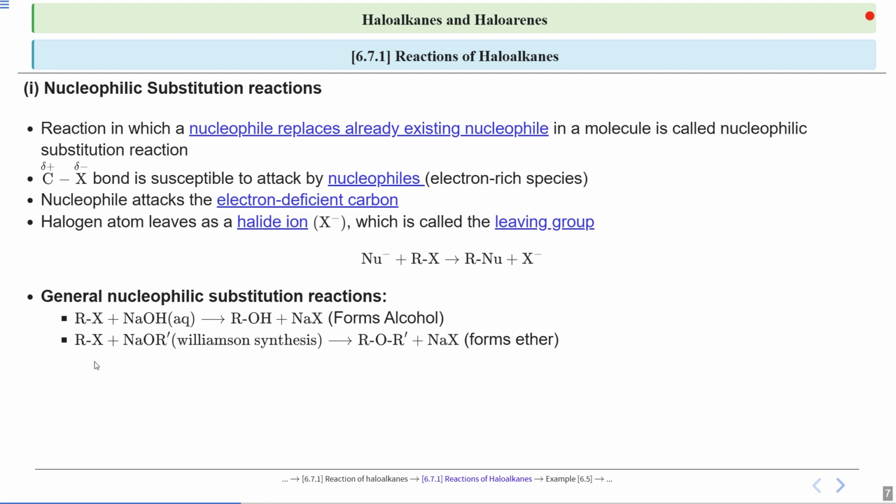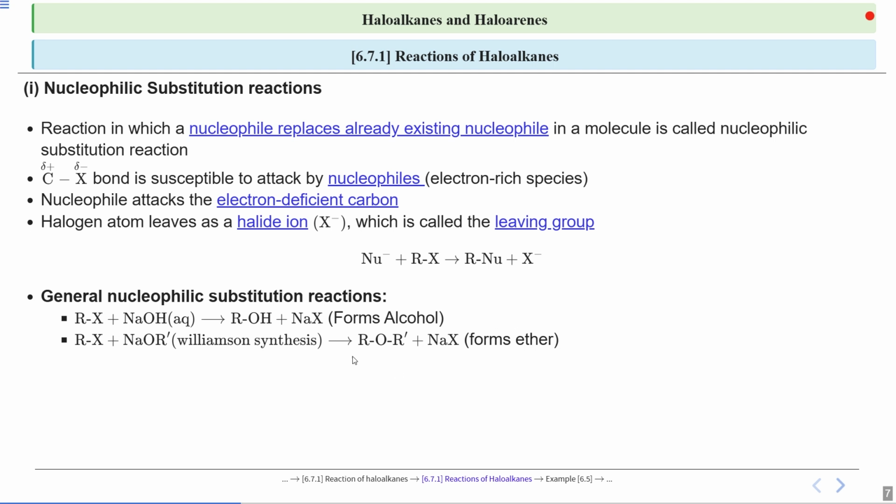The second reaction is also known as the Williamson synthesis. It follows the SN2 mechanism, where the haloalkane is reacting with sodium alkoxide, NaOR prime. Okay, R prime is different from the R group; R prime may or may not be equal to R. And you are getting an ether, ROR prime, plus sodium halide. So this reaction is forming an ether.